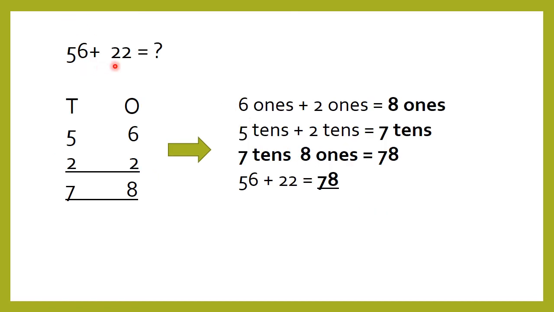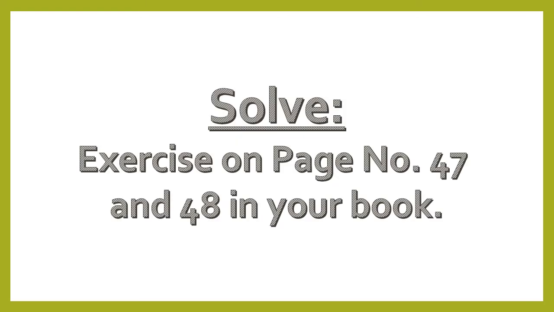Similarly, look at this, 56 plus 22. Just add the ones with the ones and tens with the tens. So 56 is 5 tens and 6 ones, and 22 is 2 tens and 2 ones. Now let's add the ones together. 6 plus 2 is 8, and add the tens together. 5 plus 2 is 7. 7 tens and 8 ones means 78. So 56 plus 22 is 78.